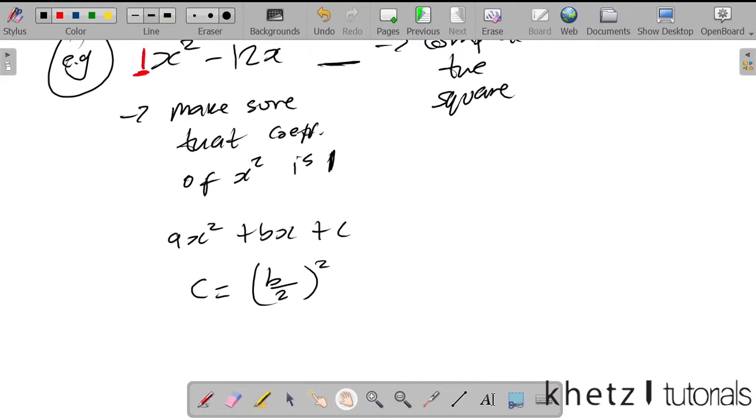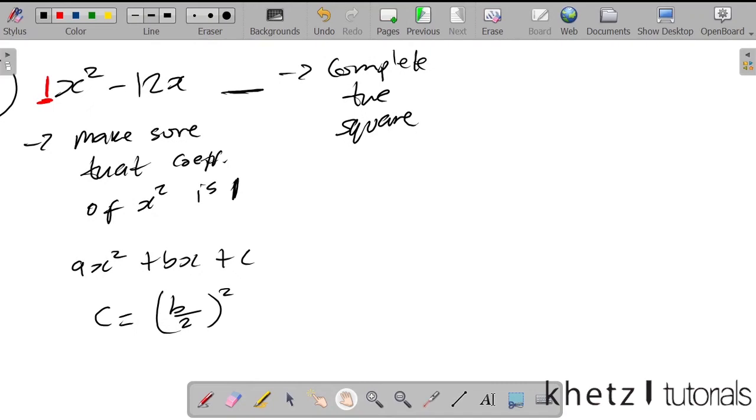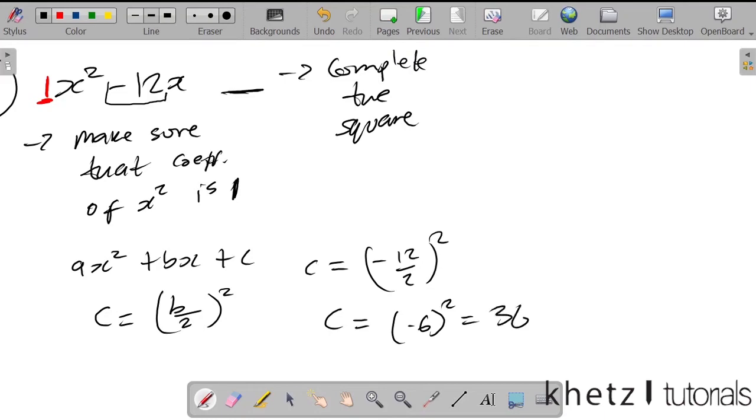And here we can actually apply this and see if that makes sense. So we're going to say our b in this case is -12. As you can see, our c is equal to -12 divided by 2, and then we square that. So c is equal to -6 squared, which is 36. So now our answer would be x squared subtract 12x plus 36. That would be our answer.